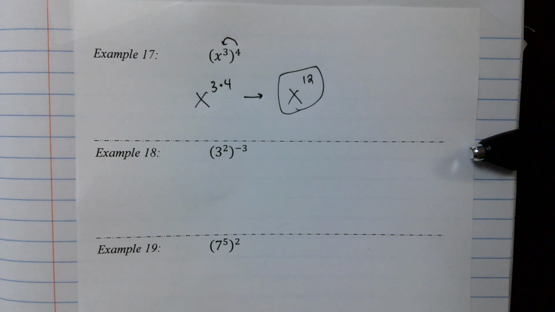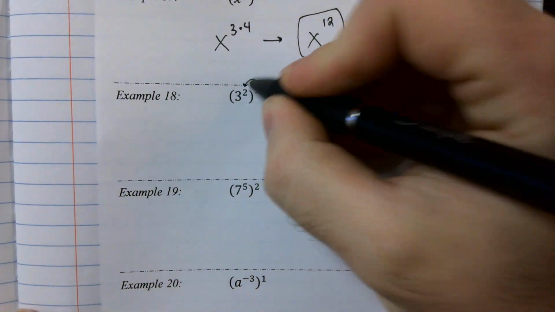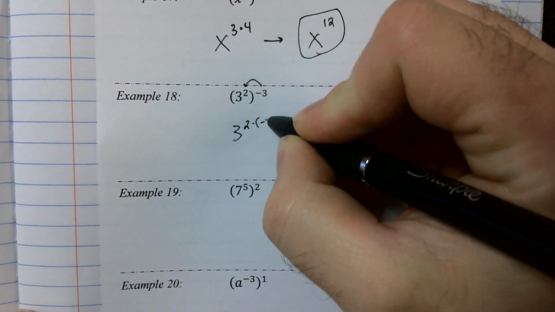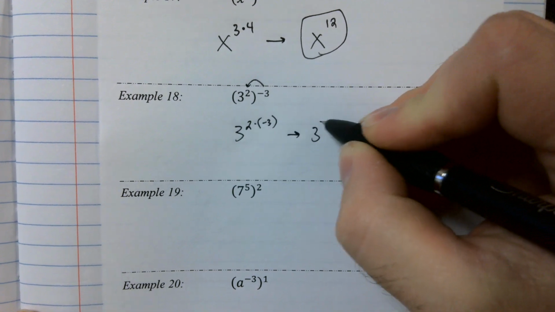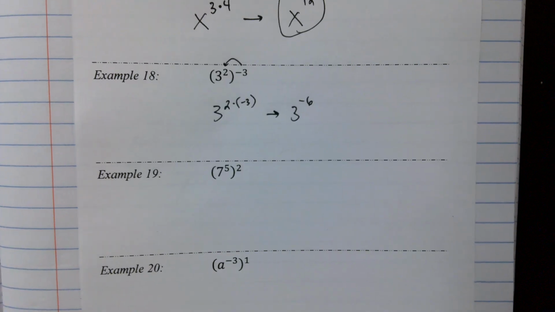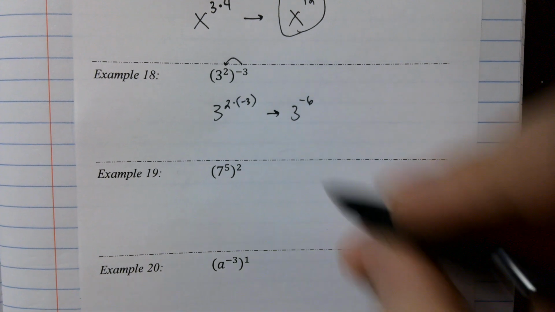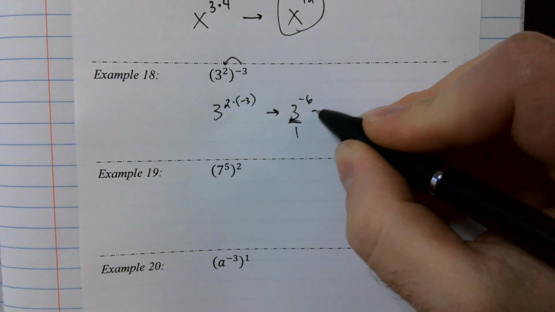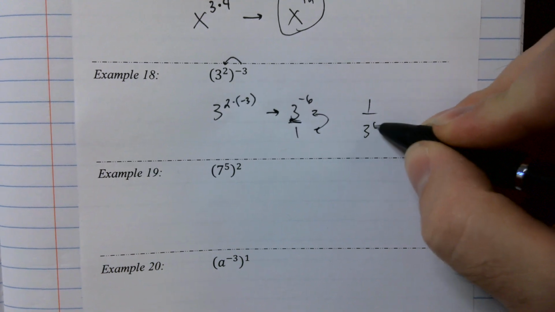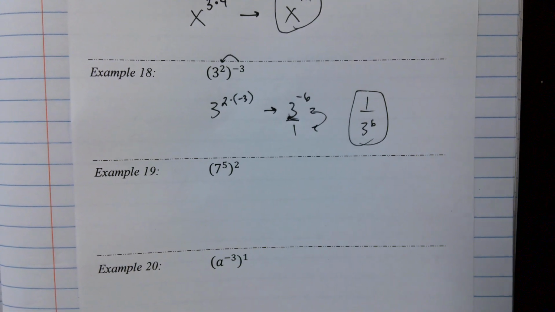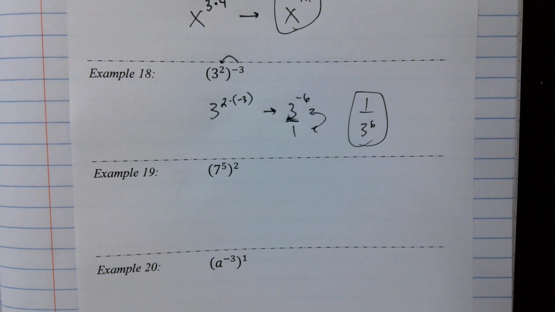Good. Example 18. Nick said you got negative 6. If we distribute that negative 3, we get 3 to the 2 times negative 3, which is 3 to the negative 6. Do we leave our answer like that, though? No. What can we do instead? Put 1 on the bottom, and then flip it, make it positive. There's our answer: 1 over 3 to the 6th.